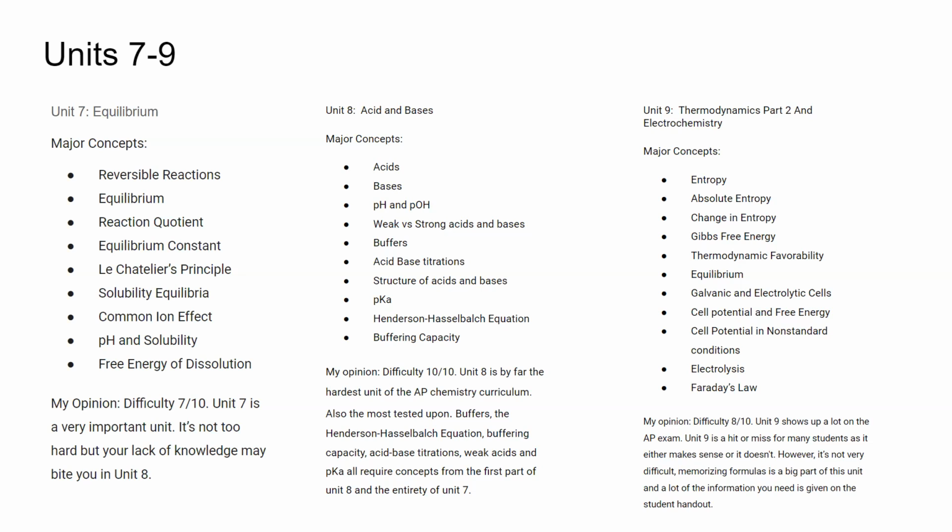Unit 9 is also probably one of the most tested units of all 9 units. It's not extremely difficult, but it is quite hard. There are a lot of formulas that you have to memorize for this unit. And yeah.